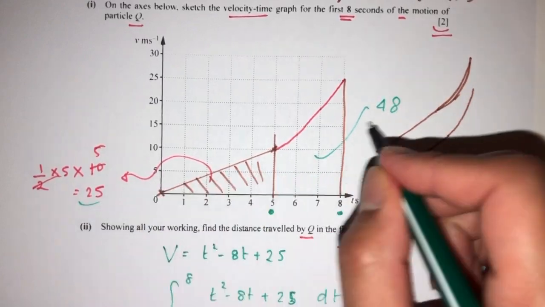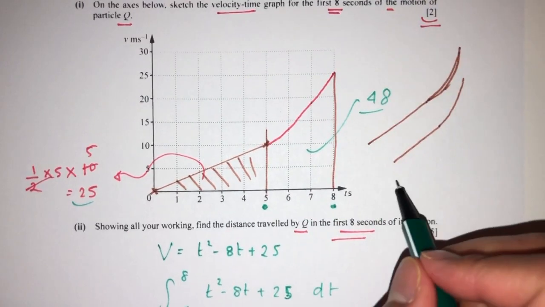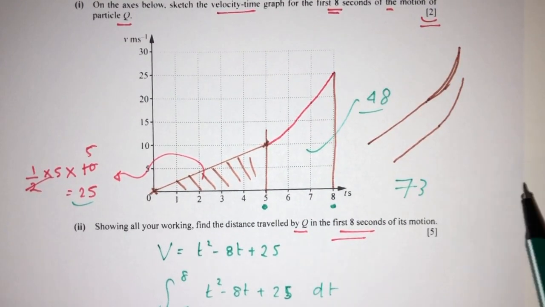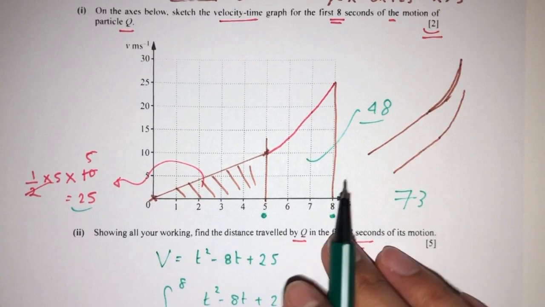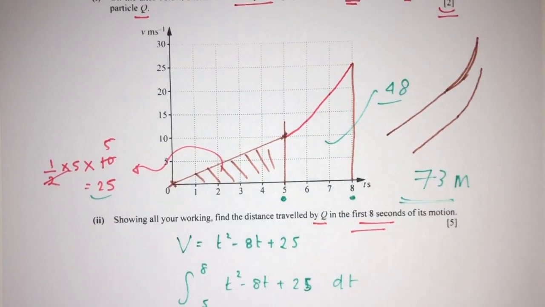So we have to add those two. 25 plus 48, that will be the distance traveled. That should be 73. And here we have what? In terms of meters per second, that will be meters for my distance traveled. That will be part B of question number 10.